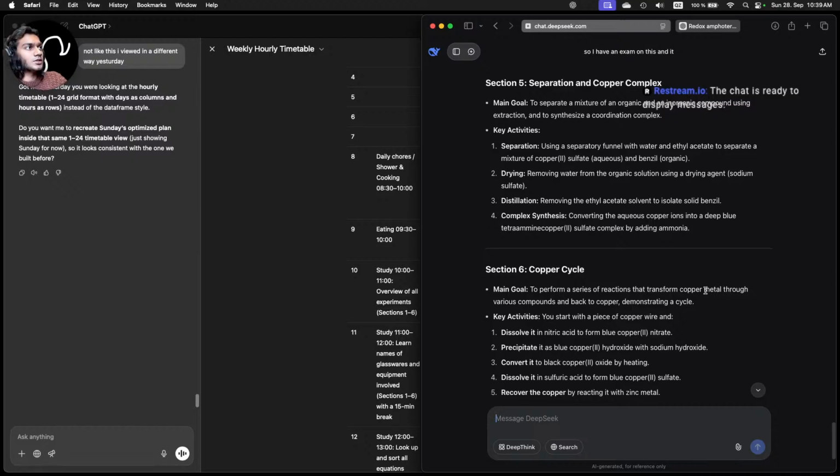Distillation: removing the ethyl acetate solvent to isolate solid benzil. I remember exactly. I misinterpreted distillation.